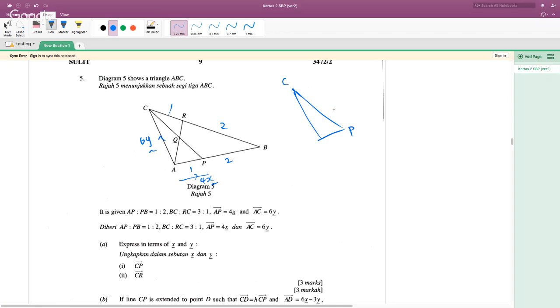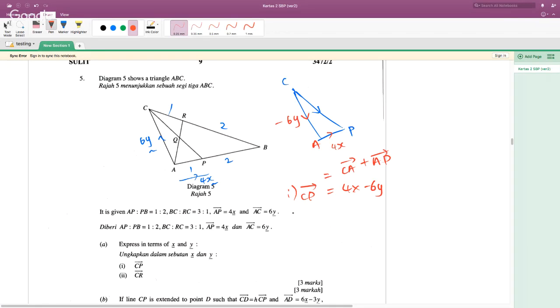This is C, this is P. You want to go to CP, so you know this is CA plus AP. Right, CA is basically negative 6y, because 6y is AC, so CA is negative 6y. AP is 4x. So for the first one, CP is just 4x minus 6y. Or if you want more detail, maybe you can write it here equals CA plus AP, then only you substitute the values into it. All right, this one should be very simple.